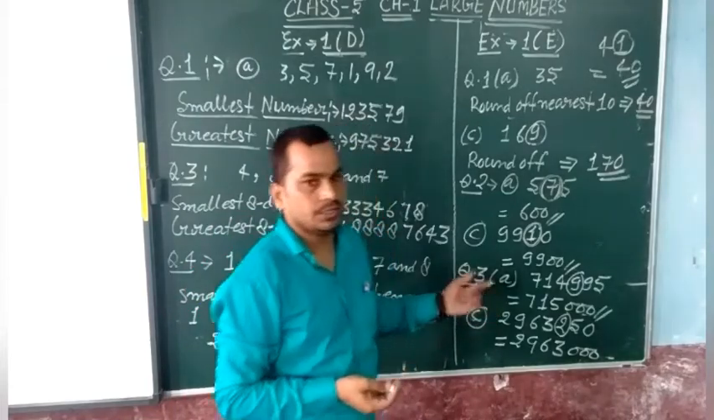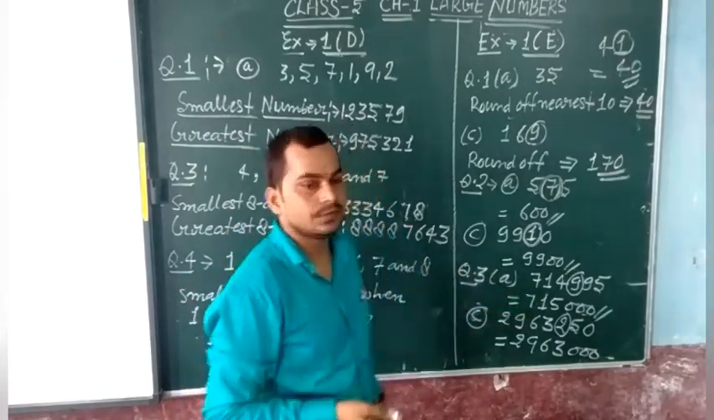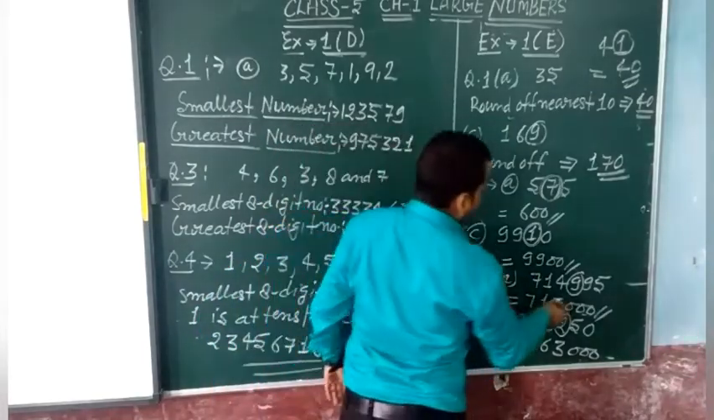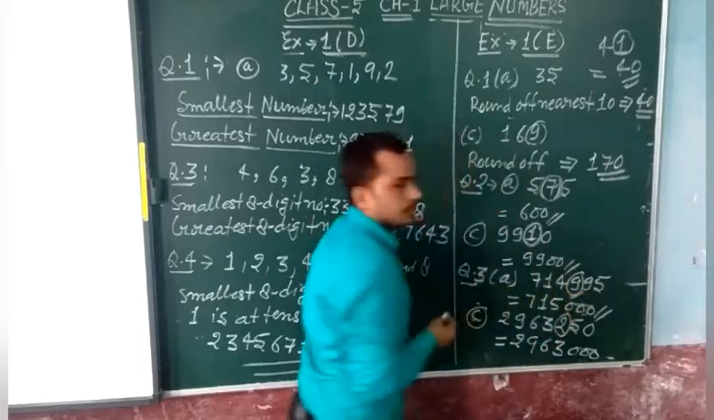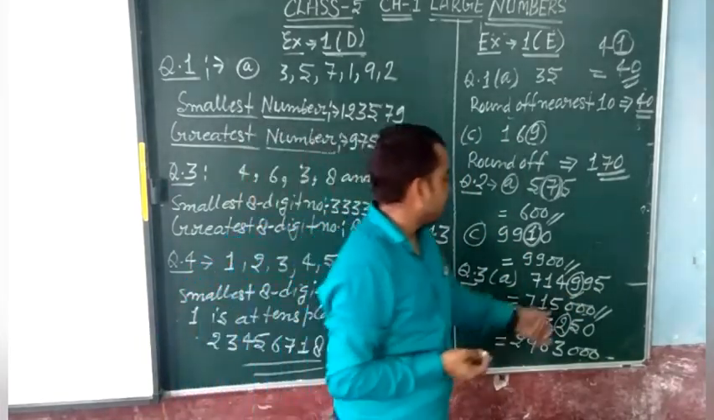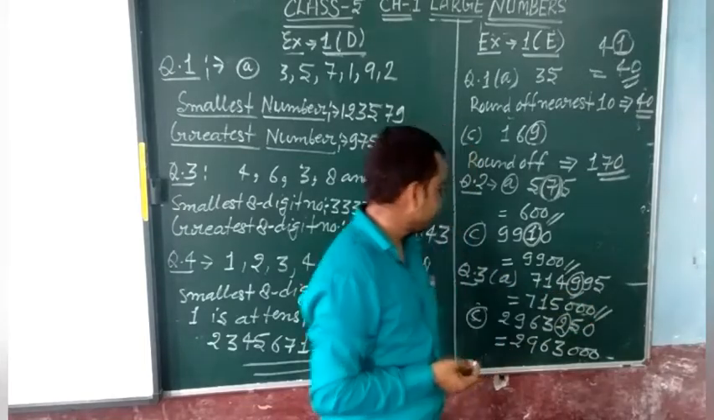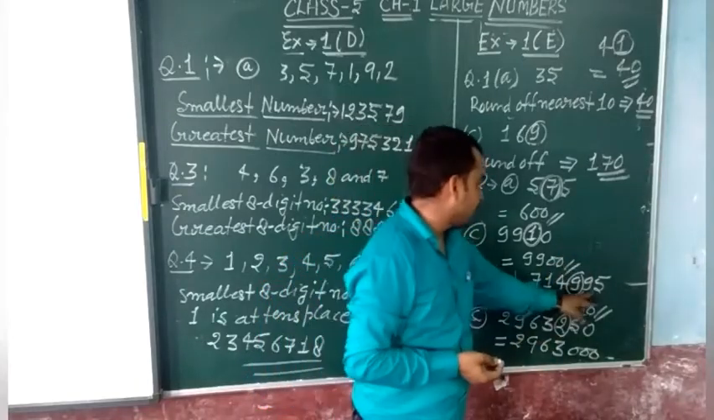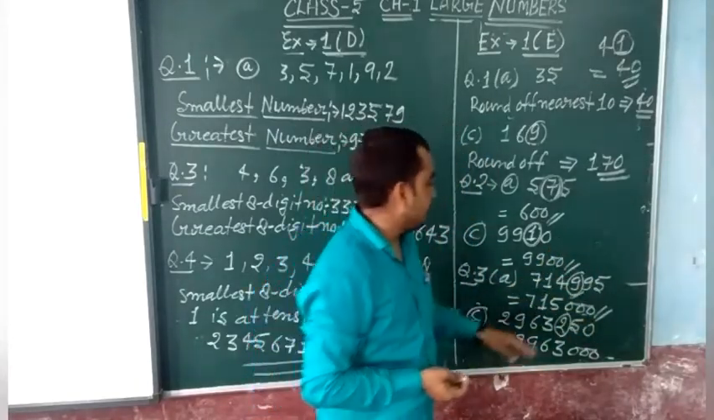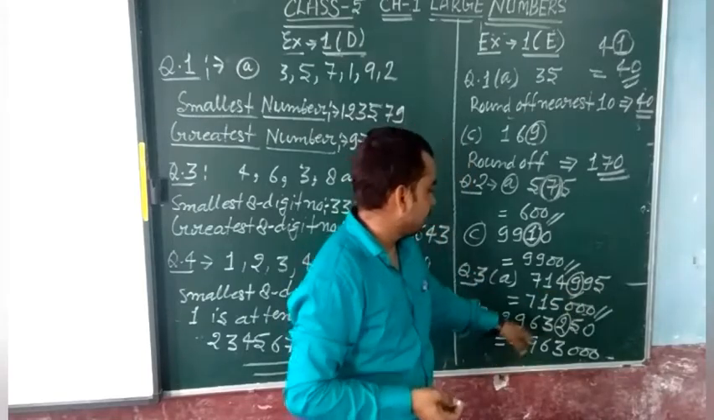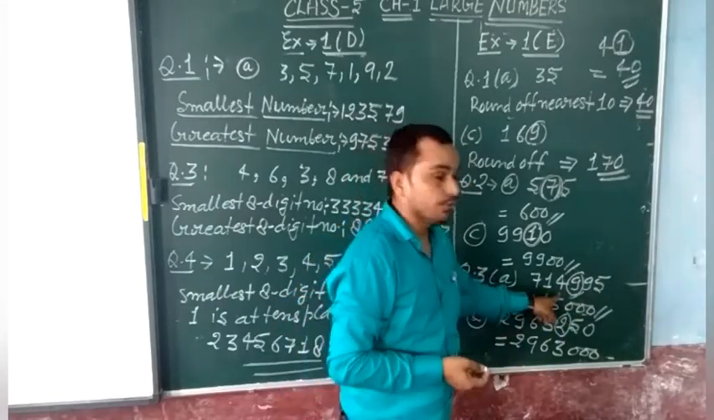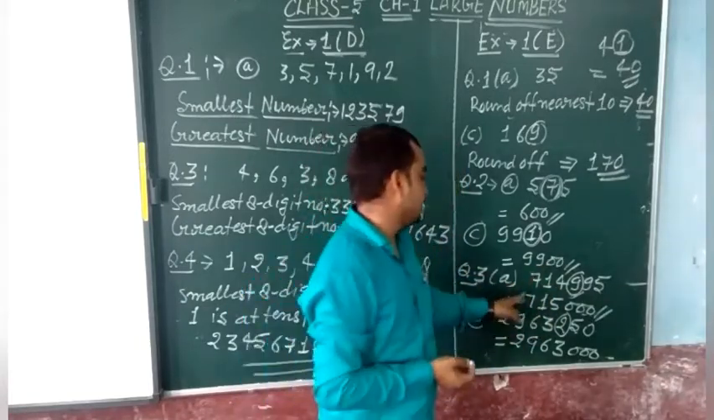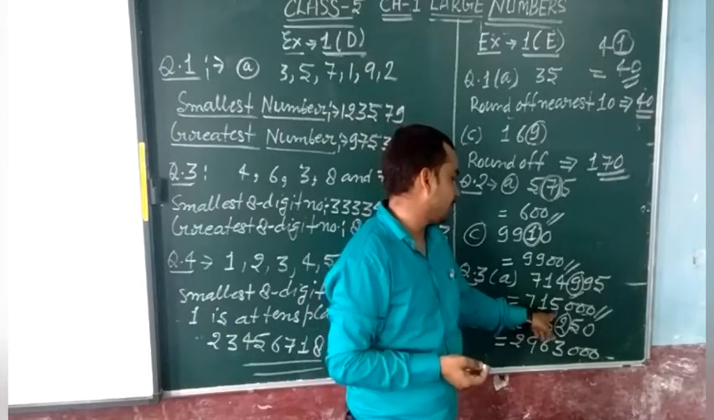Now question number 3, round off to the nearest 1000. When we talk about nearest 1000, we look at the hundreds place of the given number. So here the hundreds place digit is 9. So 5 is replaced by 0, 9 is also replaced by 0, and 4 is increased by 1. 4 plus 1, 5. And the remaining digits are the same, 7, 1, 5 and 0.